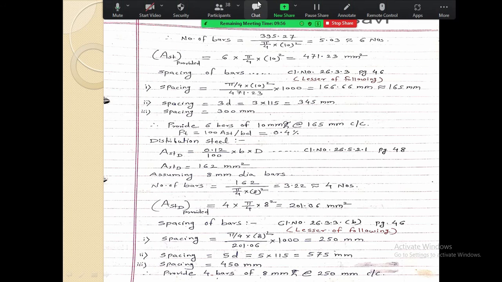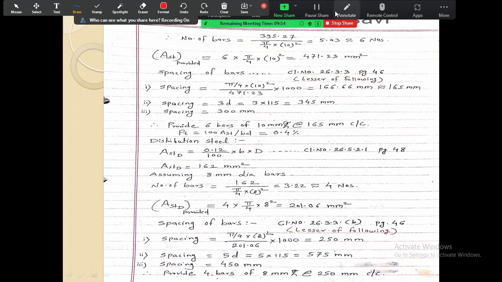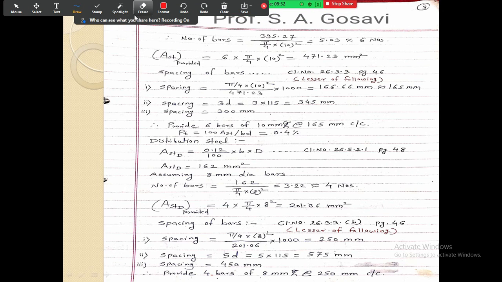So now once we come forward further, here, this all we have done. I am just recalling the things. Number of bars is total area of steel divided by area of single bar, 5.03. It is impossible to provide in that way, so we provide 6 numbers. And once we increase the area of steel, we have to calculate the increased area of steel. That is why we have calculated AST provided. So 6 bars of 10 mm diameter, this is the AST provided.